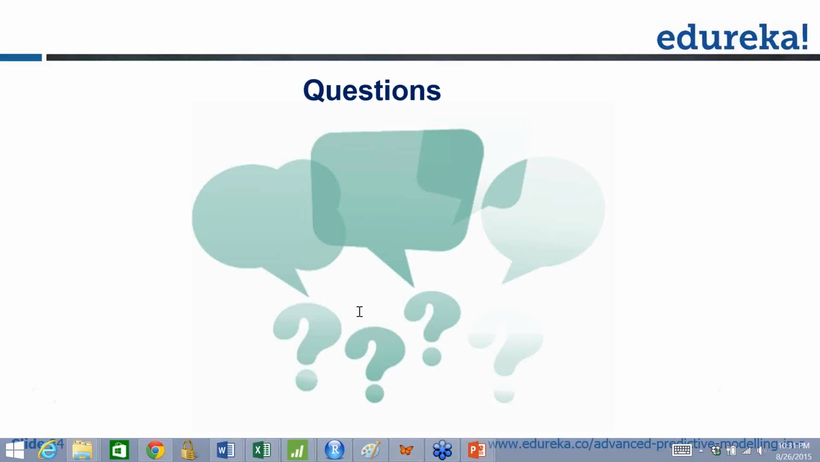Parmeshwari has this question. What is the difference between data analyst and data scientist? I would not see any difference. Those are just different names, right? Data analyst and data scientist. There is not a lot of difference. They're just terminologies. That's it.